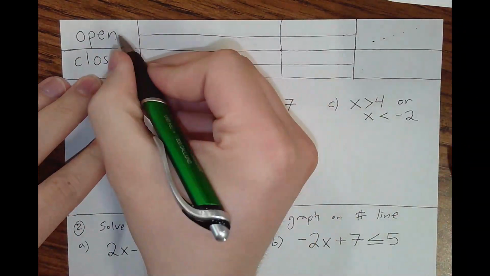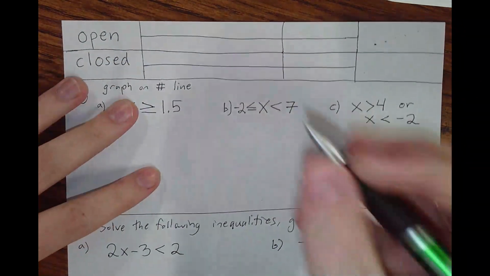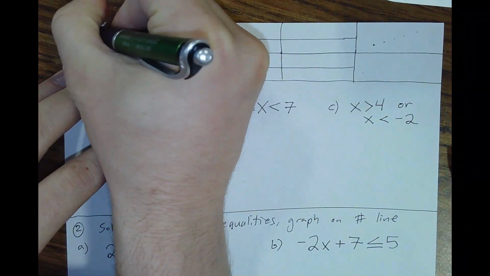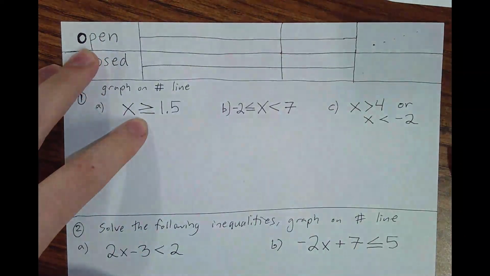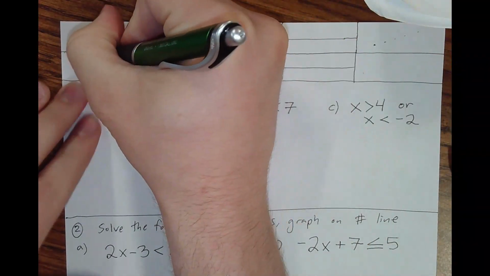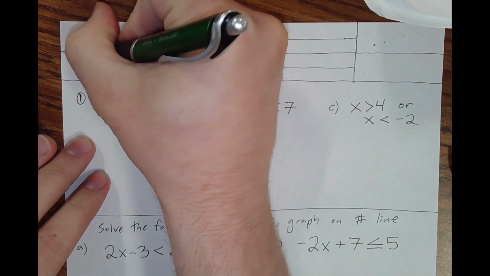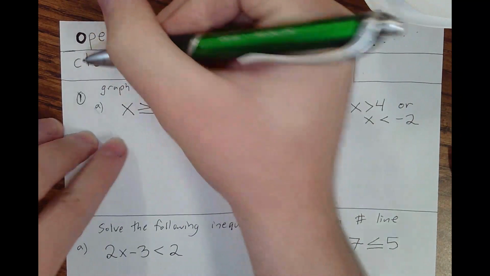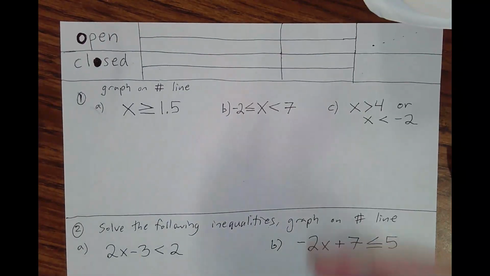So remember, open versus closed. Open would look like, I like to use this trick, an open dot right there. Versus closed, the dots have to be filled in, as you can see right there. So open versus closed. What's the difference? When is it open? When is it closed?